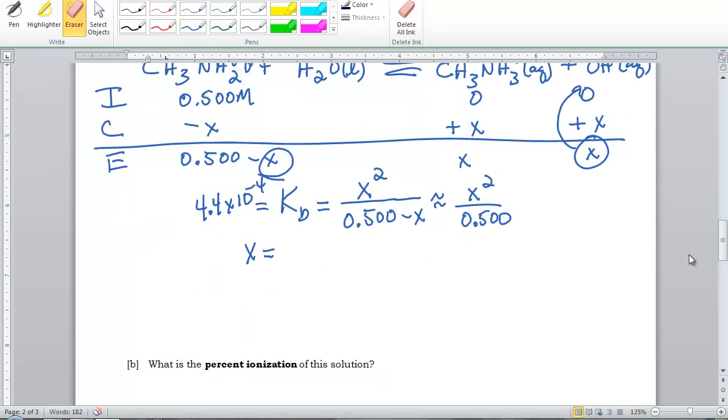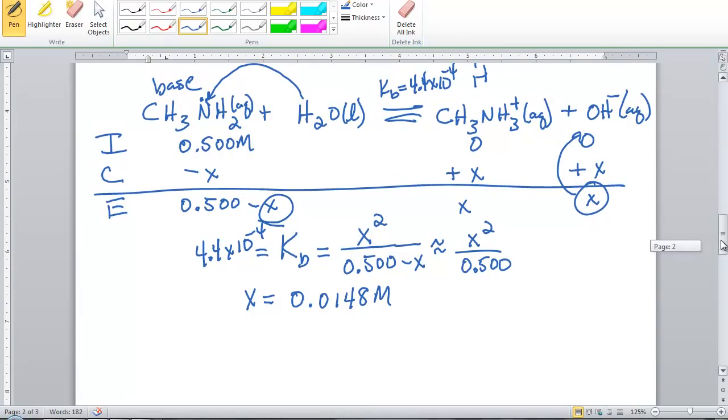And we should get for x, let me write it down here. All right, here we go. 0.0148 molar. And what is x equal to? Yeah, x is not hydronium. Acids produce hydronium. Bases produce hydroxide.